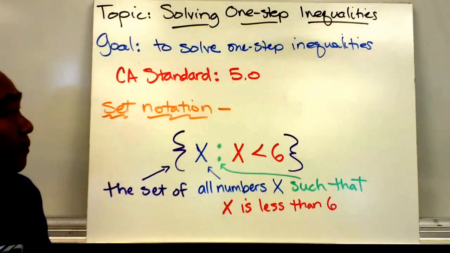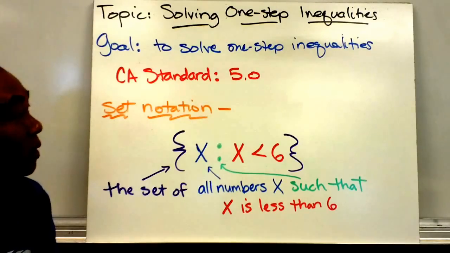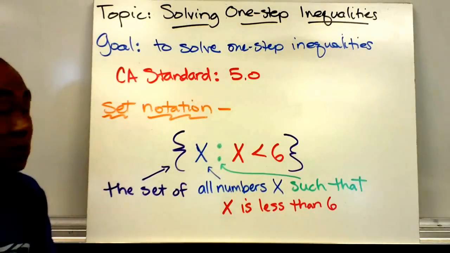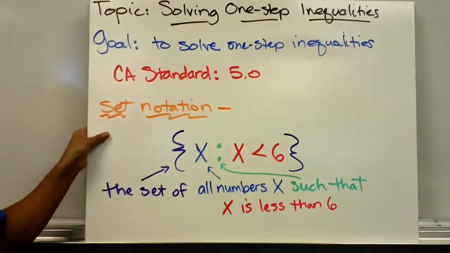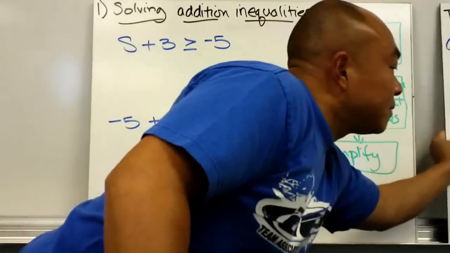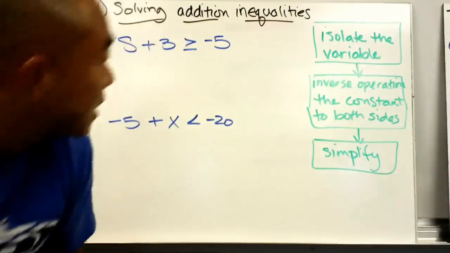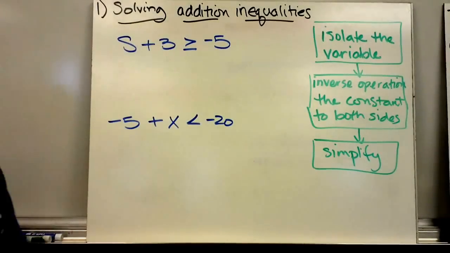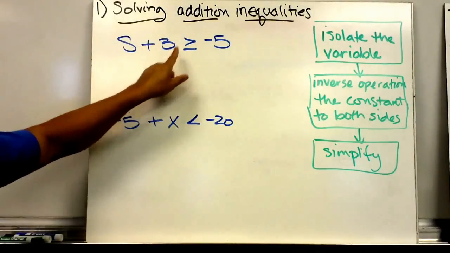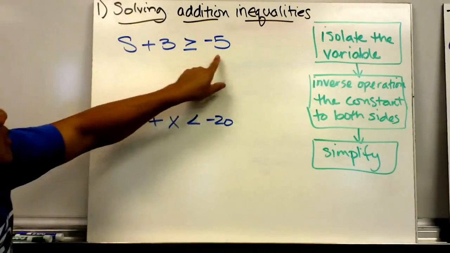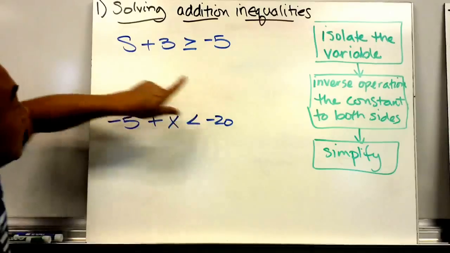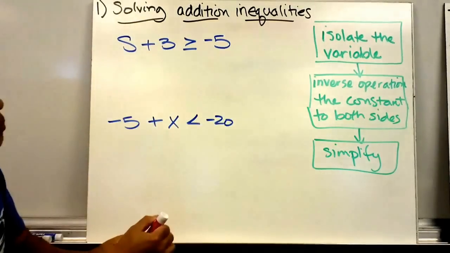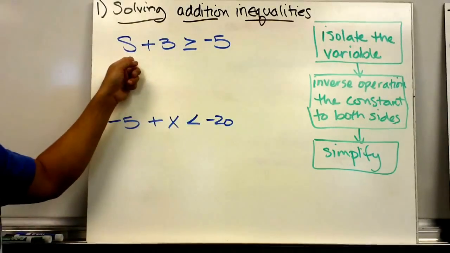Alright, just a real quick reminder: one-step inequalities are done the same way that you would do one-step equations. So if you remember how to do that, then you're going to do just fine on this. Let's start with this one. Here we have s plus 3 is greater than or equal to negative 5. First of all, we're going to isolate that variable. Our goal is to have s on one side, everything else on the other.